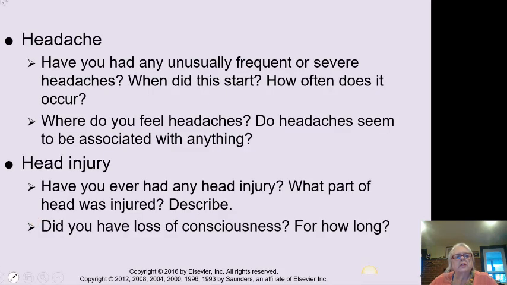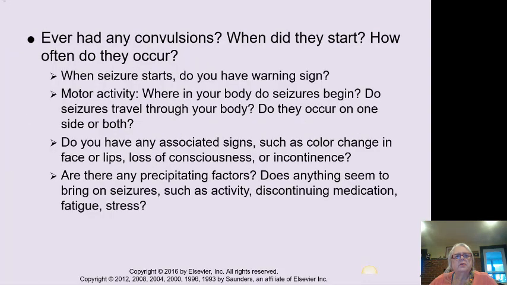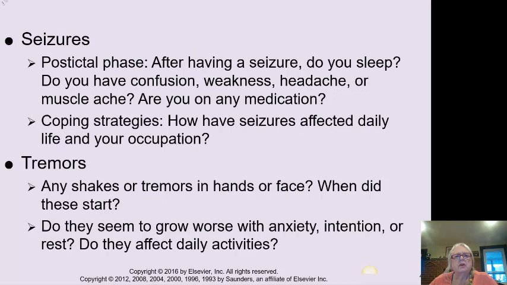This is where, again, you're asking about headaches. Headaches are a big deal, or a head injury. So you're going to ask, have you ever had a head injury? If, when, where. When you ask about that, concussion is a big part of what we are talking about for assessment, especially concussive syndrome with the neurological assessment. Dizziness and vertigo, seizures and tremors.